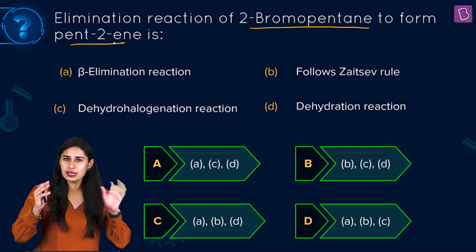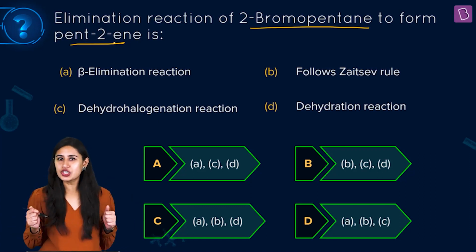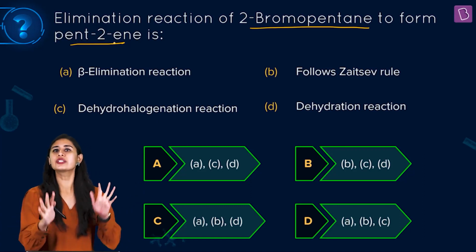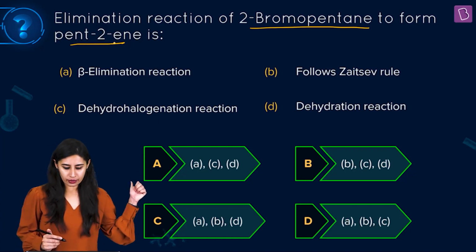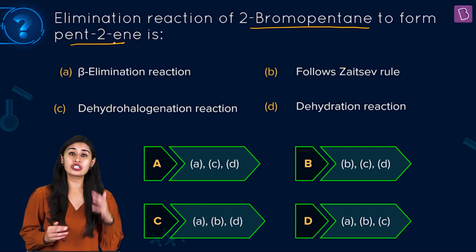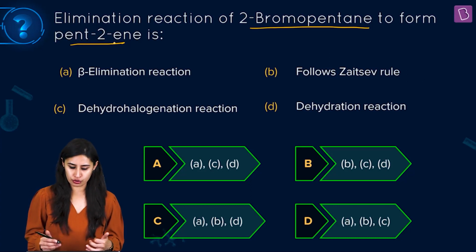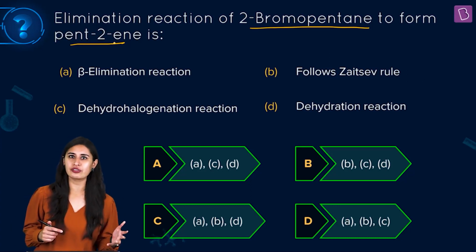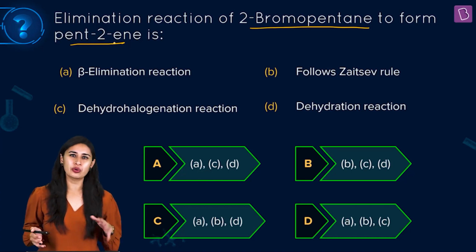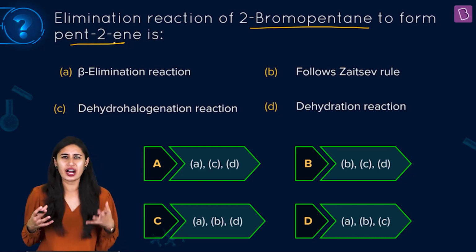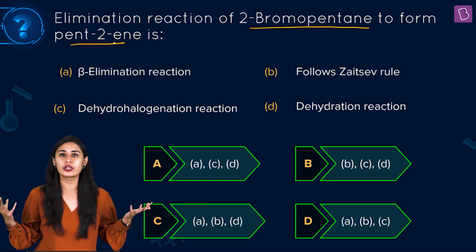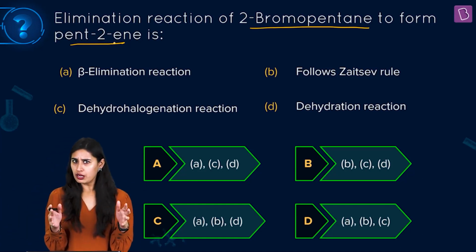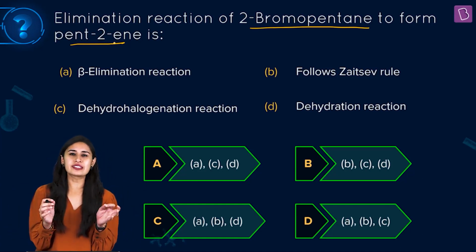So let's keep it simple and connect the dots well, because the question is very simple. The question is about beta elimination, so we should know what beta elimination is. We should know what the Saytzeff rule is. We should know what dehydrohalogenation is, and of course we already know dehydration, which is loss of water, right? So things are very simple.